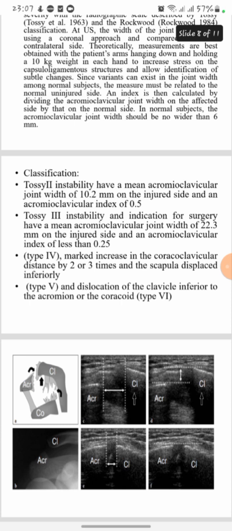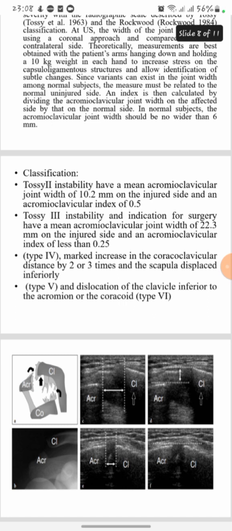This is type 3. Type 4 shows a marked increase in the distance, 2 or 3 times, with the scapula displaced inferiorly. And type 5, dislocation of the clavicle inferior to the acromion or the coracoid. Sorry, that was a typo error. It's just type 5.